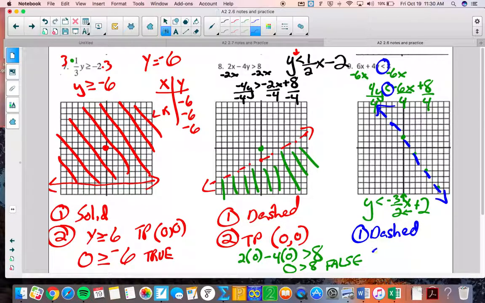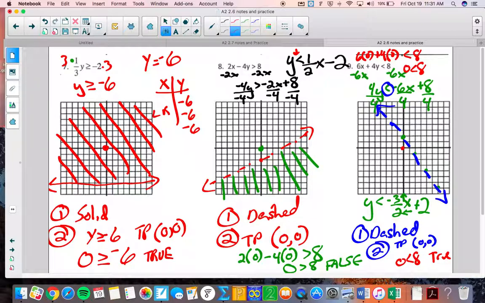And now we need to know which side of the line to shade. So let's test the point 0, 0. It's close to the line, but it's not on it, so it's perfectly fine to use. Let's use the original inequality. So again, if we do 6 times 0 plus 4 times 0, is it less than 8? Really the question is, is 0 less than 8? That is true.